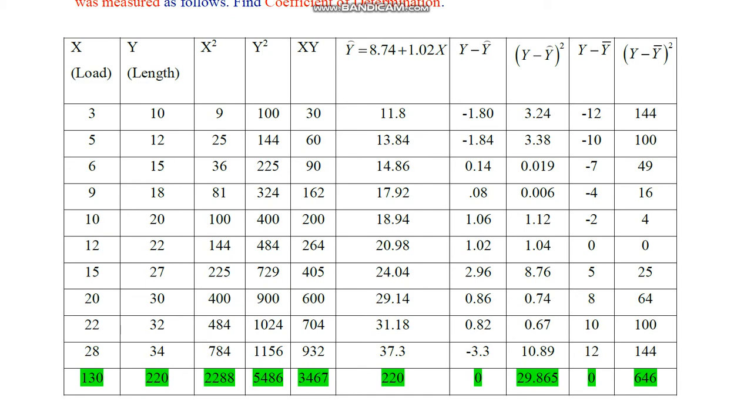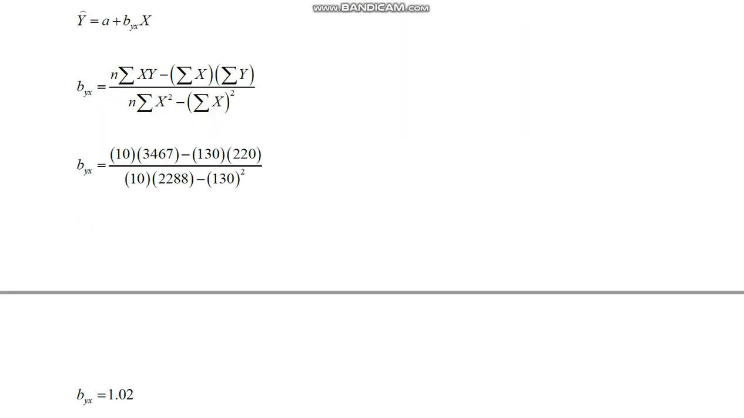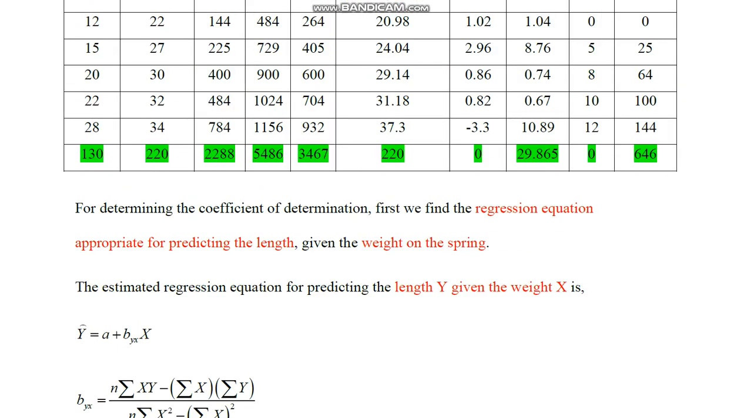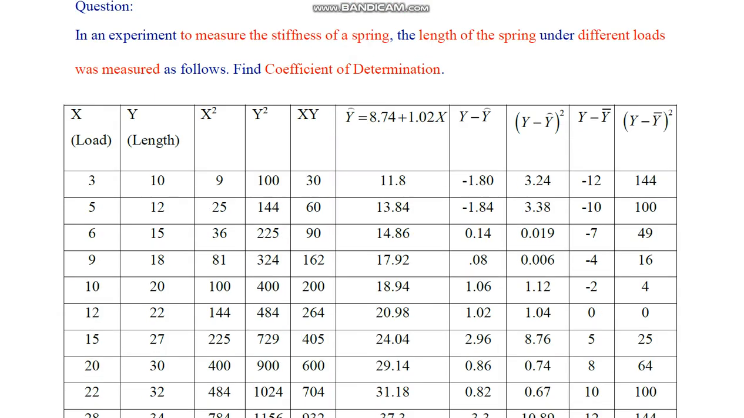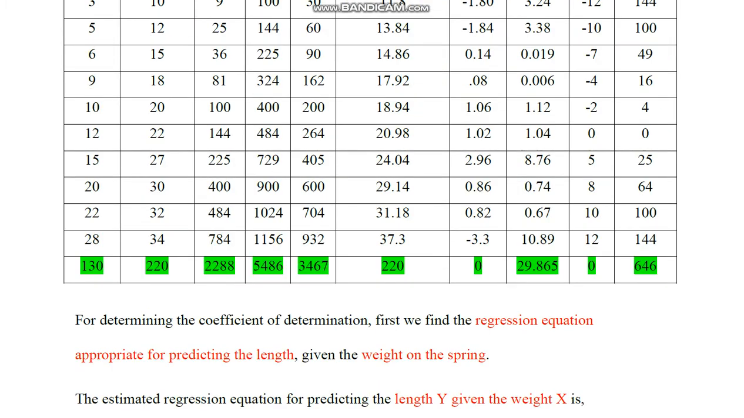Now we need the total variation, y minus y bar. This is your y observation, 10 minus y bar. Here y bar is 22. 10 minus 22 is minus 12, 12 minus 22 is minus 10, and solve in a similar fashion. Here is (y minus y bar) square. Square this term, square this term, square this term, and sum. This is the total variation. This is the unexplained variation, and this is the total variation.